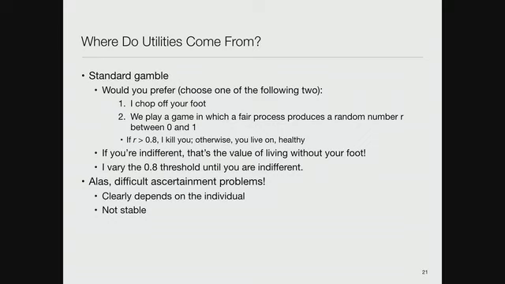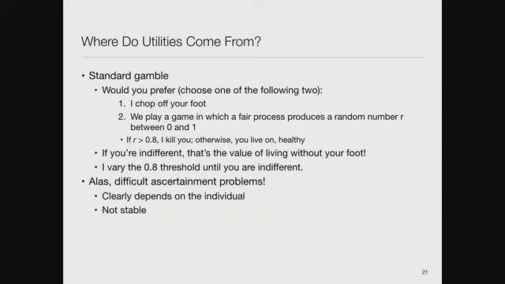Nice game, right? So now, if you find the point at which I'm indifferent, if I say, well, 0.8, you know, that's a 20% chance of dying. That seems like a lot, but maybe I'll go for 0.9. Right? Now you've said, okay, well, that means that you value living without a foot at 0.9 of the value of being healthy. So this is a way of doing it, and this is typically done.